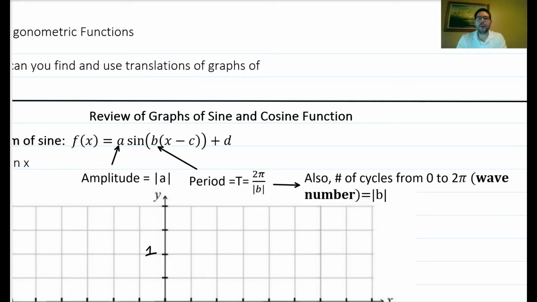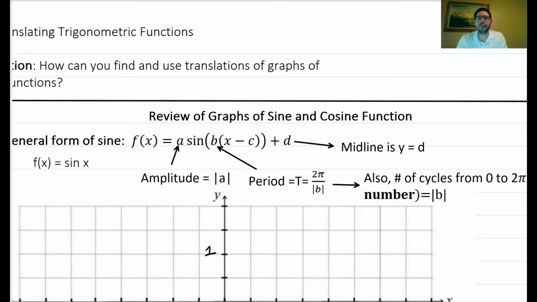And then the b term also helped you find what we call the wave number, or the number of cycles from 0 to 2 pi. So if the b number were 2, that means you'll see two full waves from 0 to 2 pi. And the d term was the midline, and this could be negative. So if the d were positive, it would be shifted up, and if the d were negative, the graph would be shifted down.